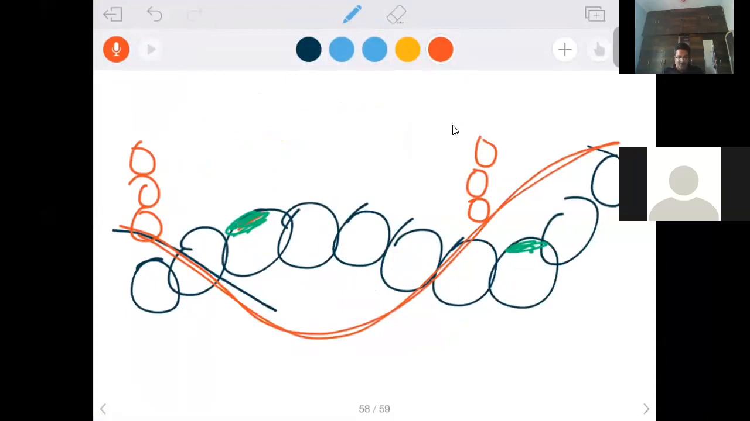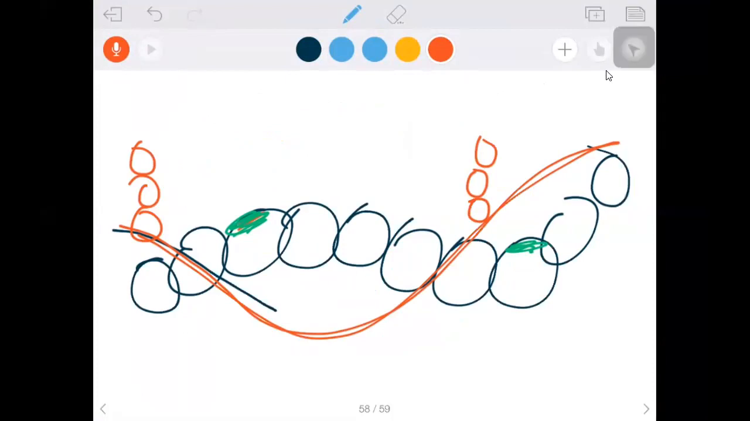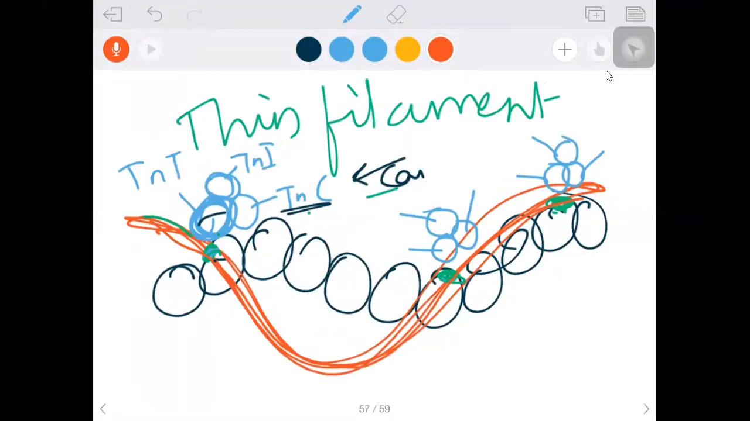On the thin filament side, what is the requirement? Exposure of active sites, which are located on F actin. They are covered by tropomyosin and supported by TnT and TnI of troponin. The unlocking is done by calcium ions. Calcium ion will come and bind with the TnC.